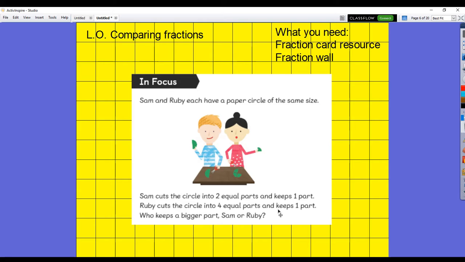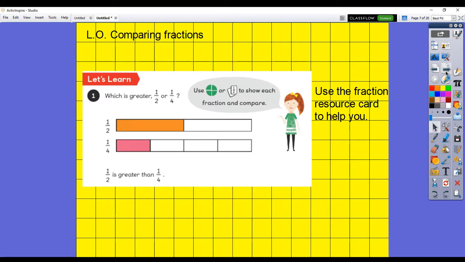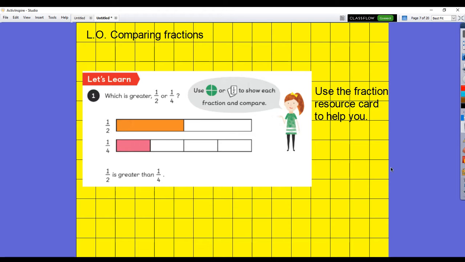Okay, so our focus question is, Sam and Ruby each have a paper circle of the same size. Sam cuts the circle into 2 equal parts and keeps one part. Ruby cuts the circle into 4 equal parts and keeps one part. Who keeps a bigger part, Sam or Ruby? Okay, so let's learn. Which is greater, 1/2 or 1/4?